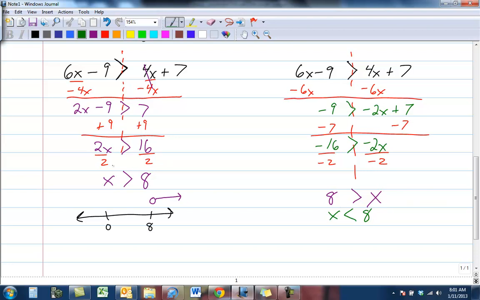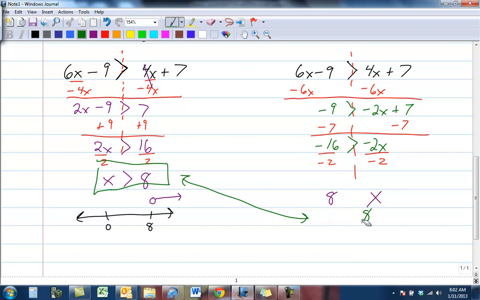When we solved the first one, we solved it right and we got x is greater than 8. But here we did everything correctly as far as the algebra goes, but we got x is less than 8. We solved the same problem two different ways, but we got 2 different answers. These answers don't match up, do they?